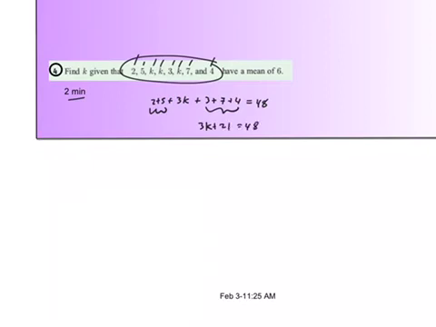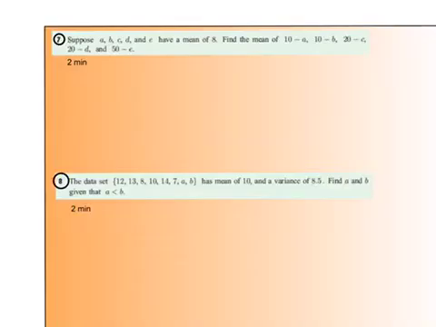I can do this, I think. Subtract 21, that's 27. Looks like K has to equal 9. These are so much fun. I hope you're enjoying it as much as I am.